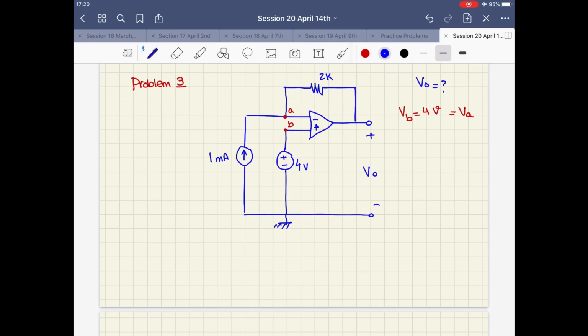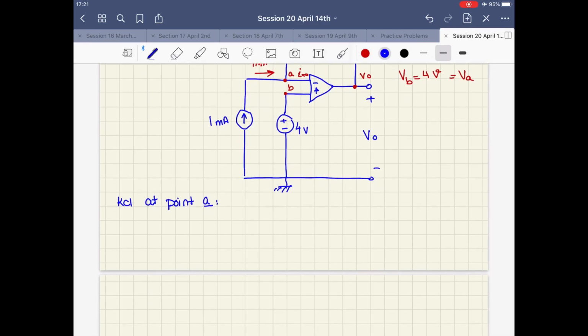Right? Then if I want to write the KCL here, I have a current coming here. There is no current going into the op amp, so I is equal to 0. The 1 milliamp, which was here, will go all the way to this resistor, and then this is point VO. So I should write a KCL at point A.